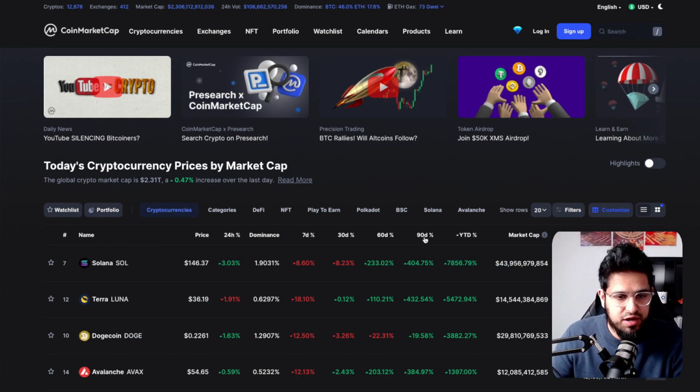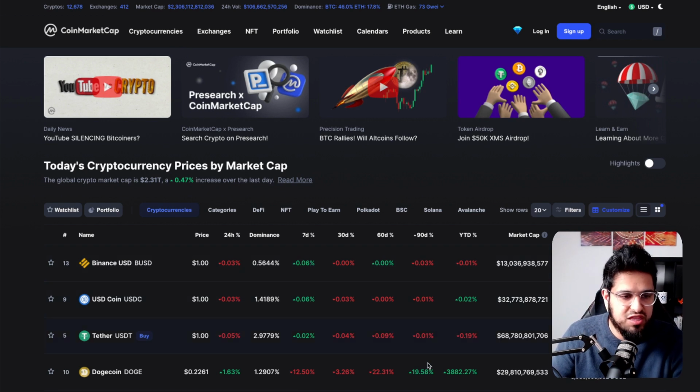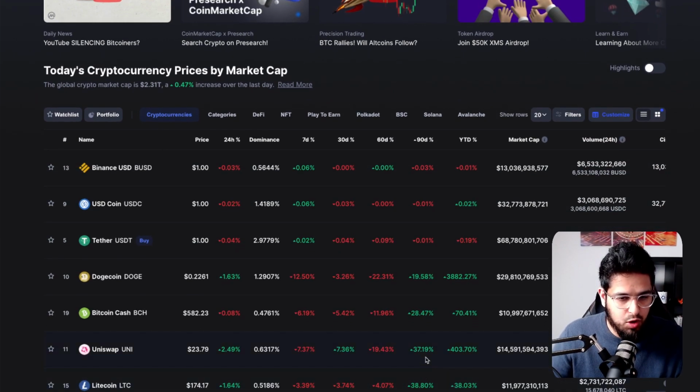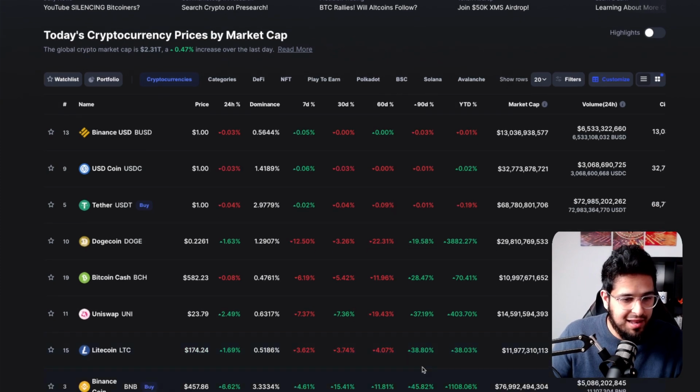You can also do it the other way around. You can go, hang on a second, who's not moved in the last 90 days? Because maybe they're due a move. So I've just sorted it the opposite way around, right? Least to highest on the last 90 days. So I can go, okay, Uniswap compared to everybody else has only moved 37% in 3 months, right? Maybe Uniswap are due a move. Maybe Litecoin is due a move.